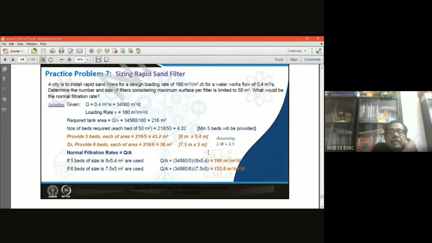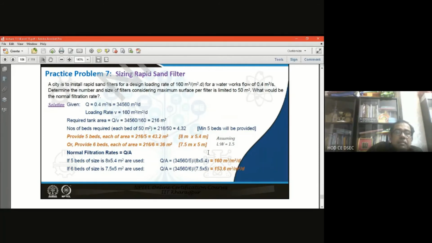Now see, the loading rate is given as 160 meter cube per meter square per day, and the flow I have converted to 34560 meter cube per day. Now divide 34560 by 160 and you will get the required filter tank area, that is 216 square meter.